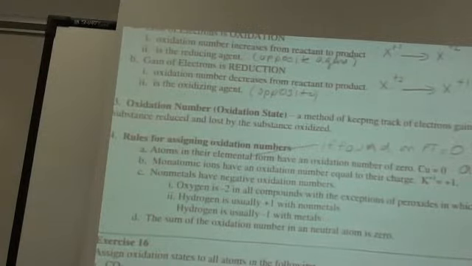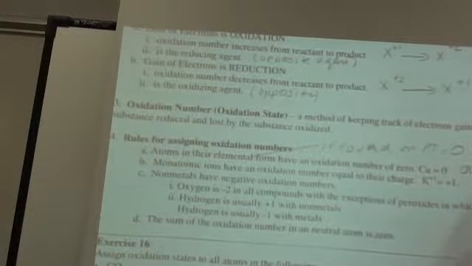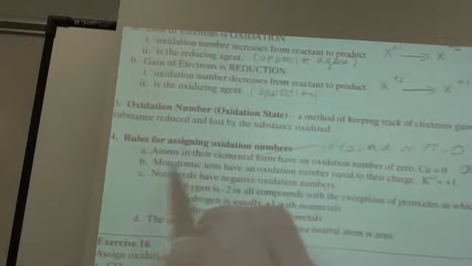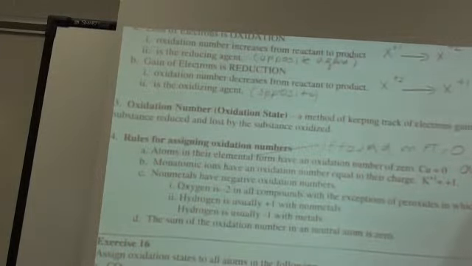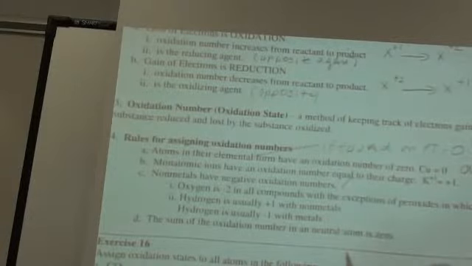Monoatomic ions have an oxidation number equal to their charge. Well, who gets that? Nobody. If you had this compound, okay, 1 atom ion, its charge would be exactly what it needed to balance the chlorine. So this would be +1 and this would be -1. Nonmetals have negative oxidation numbers.